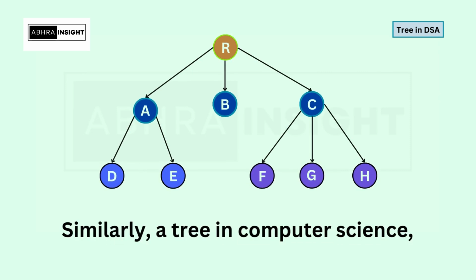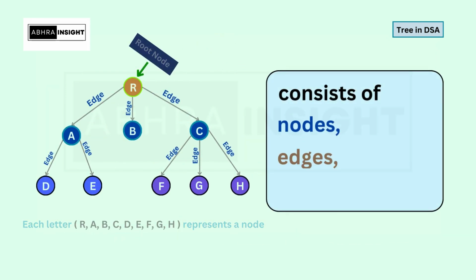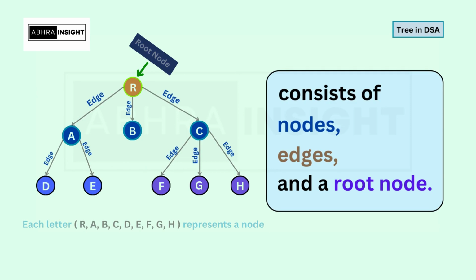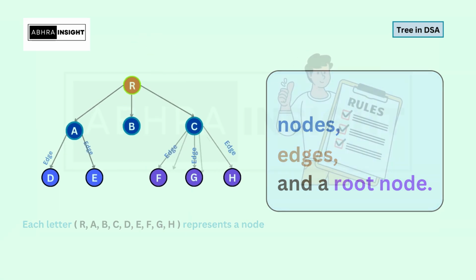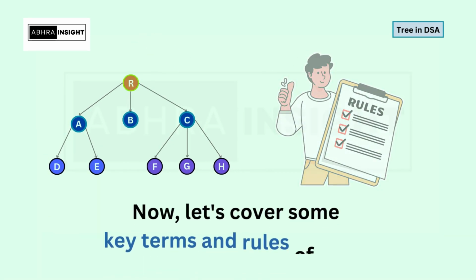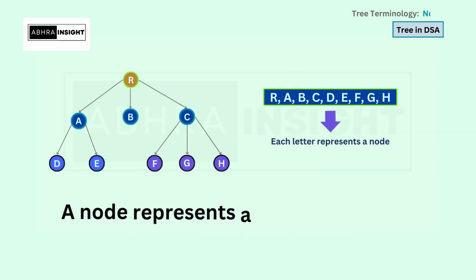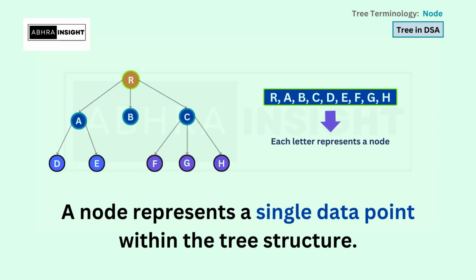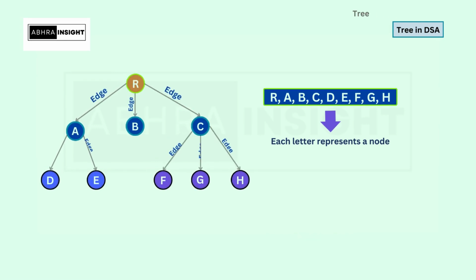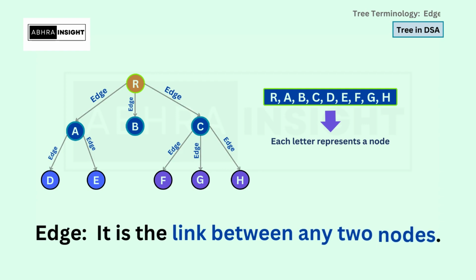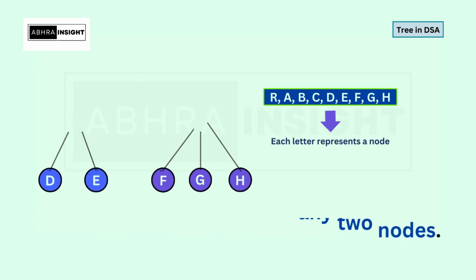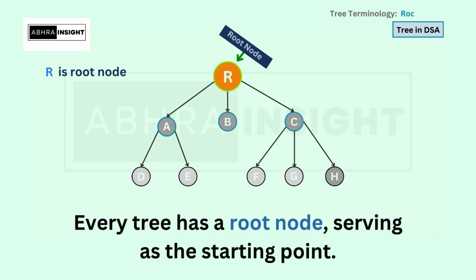Similarly, a tree in computer science consists of nodes, edges, and a root node. Now, let's cover some key terms and rules of trees. A node represents a single data point within the tree structure. Edge. It is the link between any two nodes. Every tree has a root node, serving as the starting point.